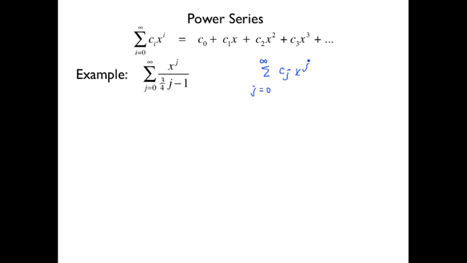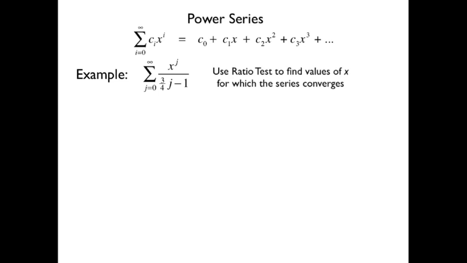A couple of you are saying 1 over 3/4 j minus 1, right? So in this case, c sub j is 1 over 3/4 j minus 1. This is how we're going to generate the coefficients for the polynomial. Okay, so what we're going to do is use the ratio test to find the values for which this series converges.